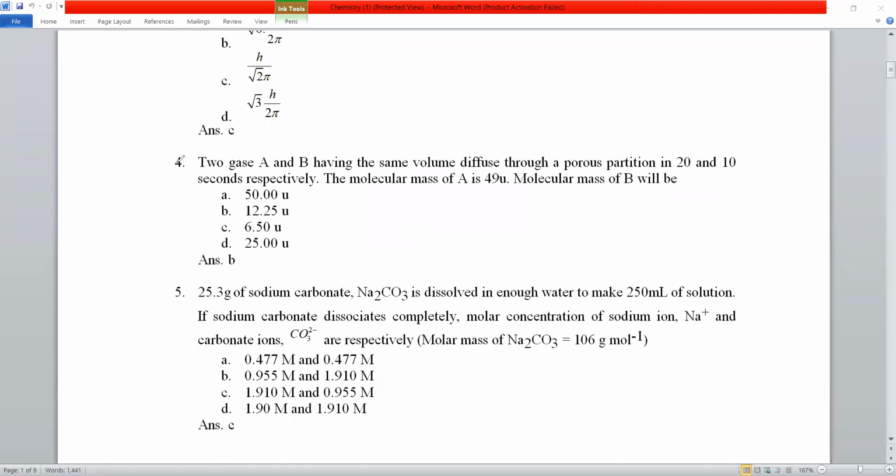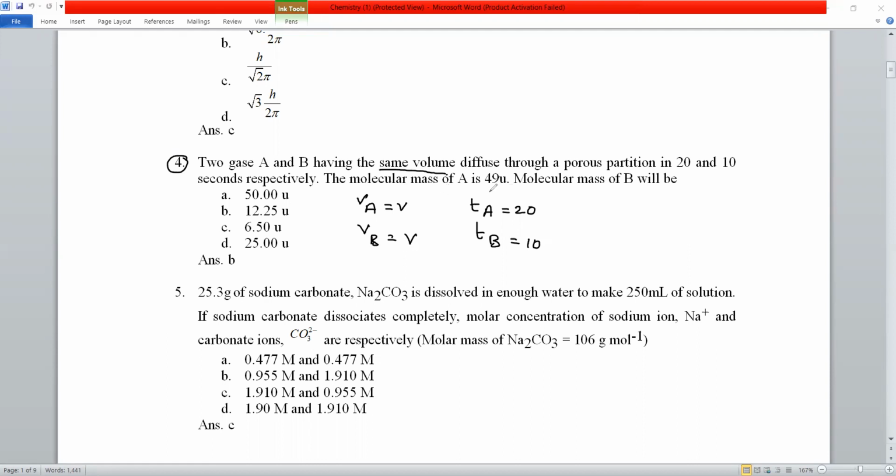From the gaseous state, diffusion: two gases A and B have the same volume, VA is V and VB is V. Both volumes are the same, and they diffuse through the porous partition in 20 and 10 seconds respectively. So the time of A is 20 seconds, and the time of B is 10 seconds, as given.